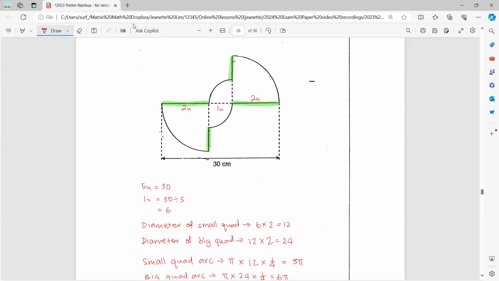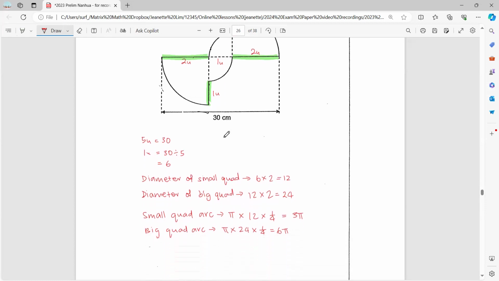So how many? This is 1 unit, 1 unit. Because this is 2 units, this is 1 unit, so this must be 1 unit. Okay, so 2, 4, and 6. 6 units. Straight lines, 6 units. So 6 times 6.